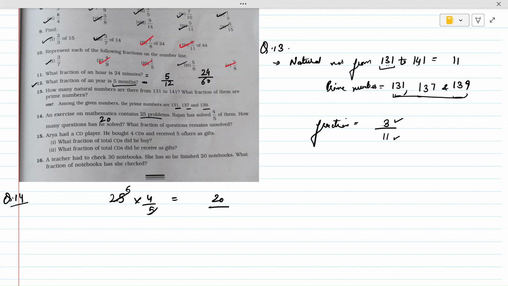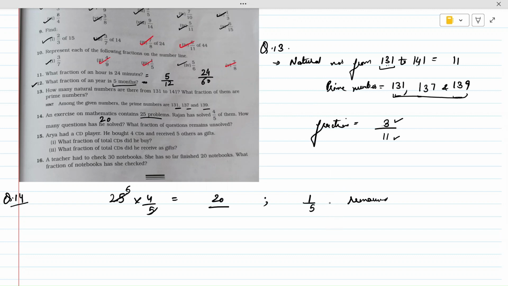What fraction of the questions remained unsolved? So how many questions has he not solved? He has not solved 1 by 5 of the questions. Or you can say 1 by 5 are the, sorry, I am just erasing this. 1 by 5 are the remaining questions which he has not solved.